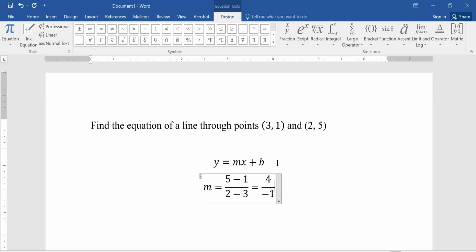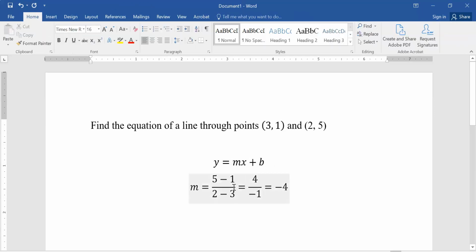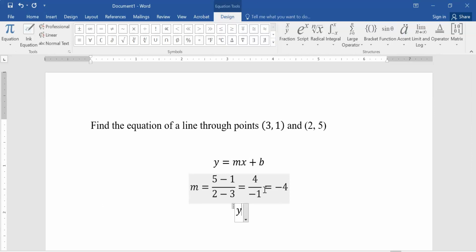Notice that if you want to simplify it, it's just a -4. Okay? So now I have the slope. And from this point on, it looks just like the problems that we did in the introduction. I'm going to go y equals -4x plus b.